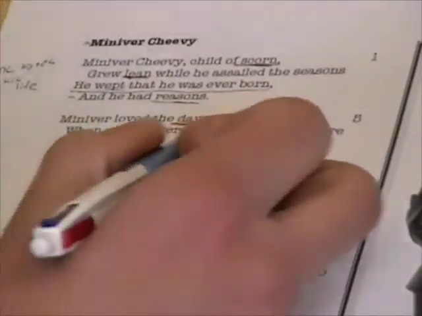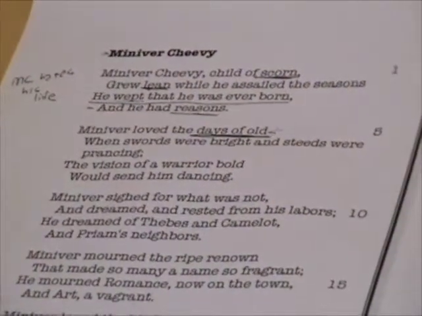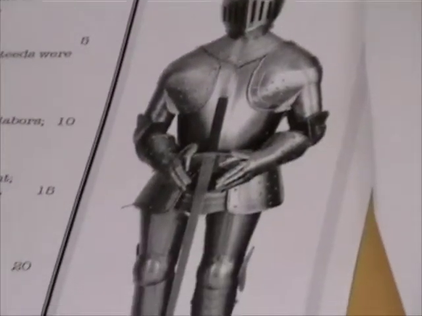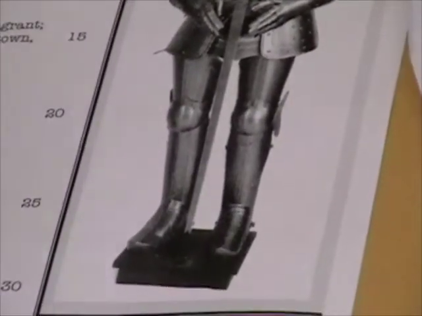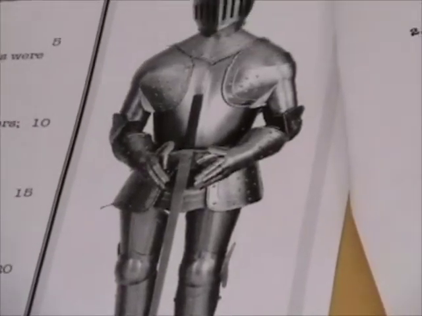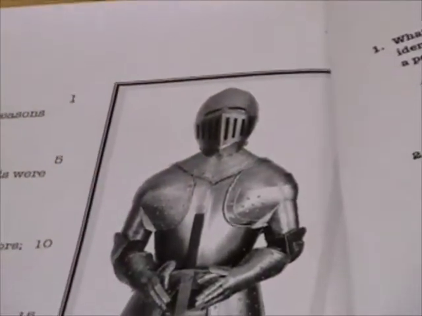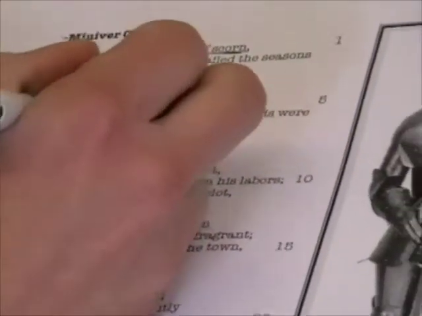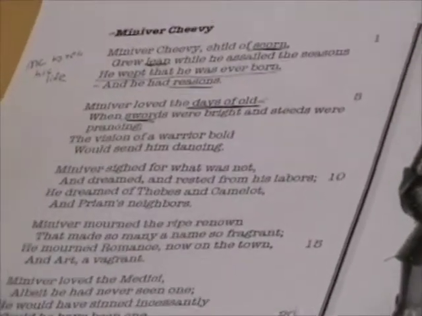When swords were bright and steeds were prancing. Swords. That reminds me of the suit of armor right here. There's a sword there. So maybe days of old refers to the times when people used swords and bright steeds were prancing. I'm not sure what a steed is. I'm not going to stress out about that. But I do know that we're talking about a time when people used swords.